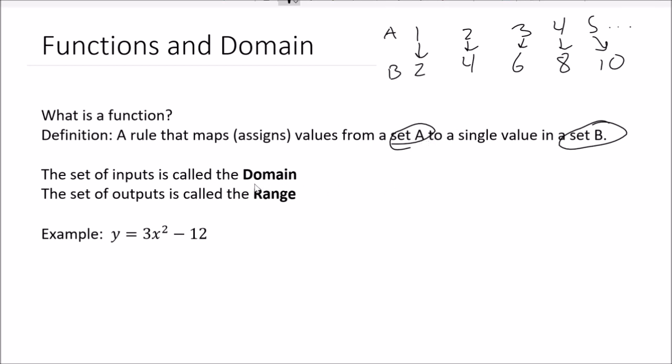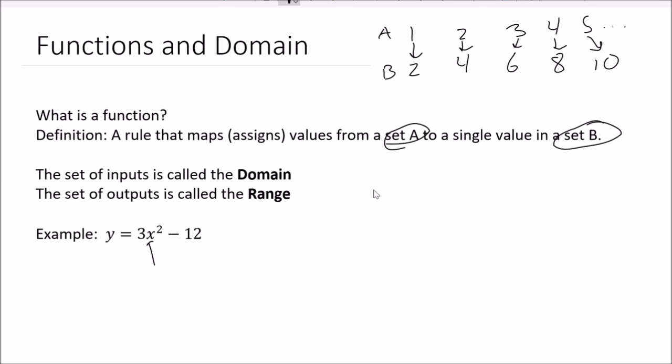The inputs are called the domain, and the set of outputs are called the range. Those are in bold because they're vocab that we need to know. And down here we have an example. It takes inputs right here, and then outputs come out as y. Another thing I want to point out here, and probably the most critical thing that people miss, is that it assigns a value from set A to a single value in set B, not to two values.